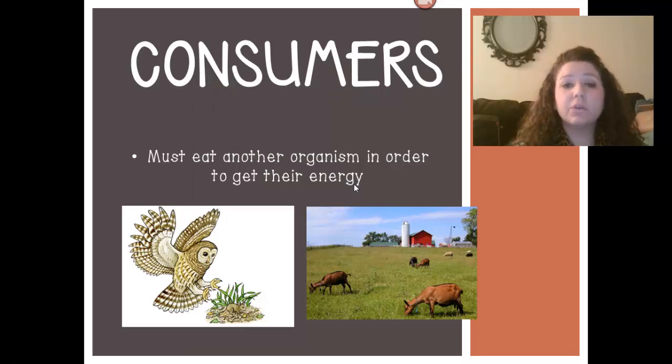Make sure you understand that a consumer can eat either a plant or an animal. We can put it in other terms in fancy science vocabulary. Consumers can eat other consumers, or consumers can eat producers. Or sometimes some consumers can eat both a producer or a consumer. It just depends on their diet, and we're going to talk about that in just a minute. So make sure you know that consumers must eat another organism in order to get their energy.